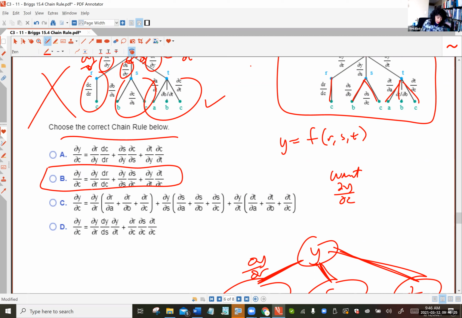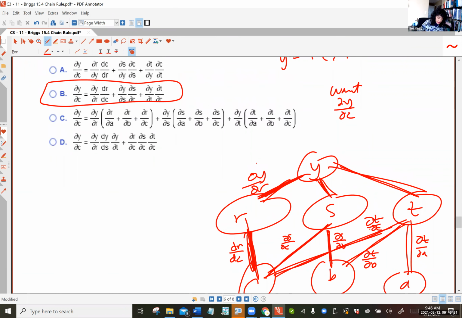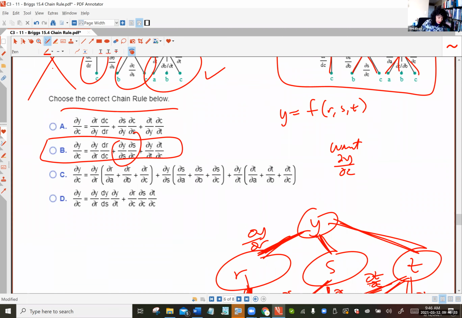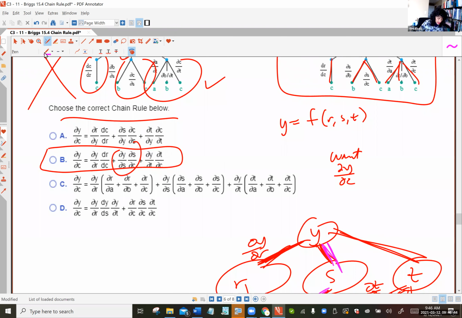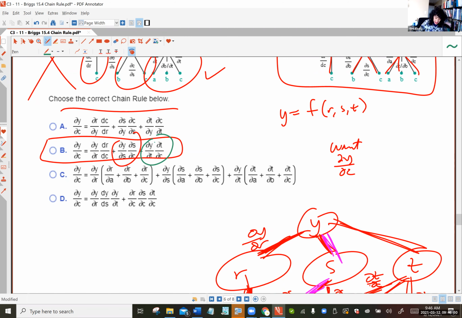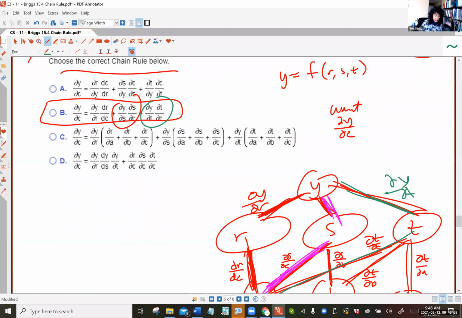So you go dy dr times dr dc. If you look at my diagram, that's this times this, plus the second term has you go down dy ds times ds dc. So that's like down here and down here. And then plus the last variable there, dy dt times dt dc. So here's dy dt right here, and then times dt dc. So it's got those three terms. It needs three terms because you have three of your variables that are all a function of C.